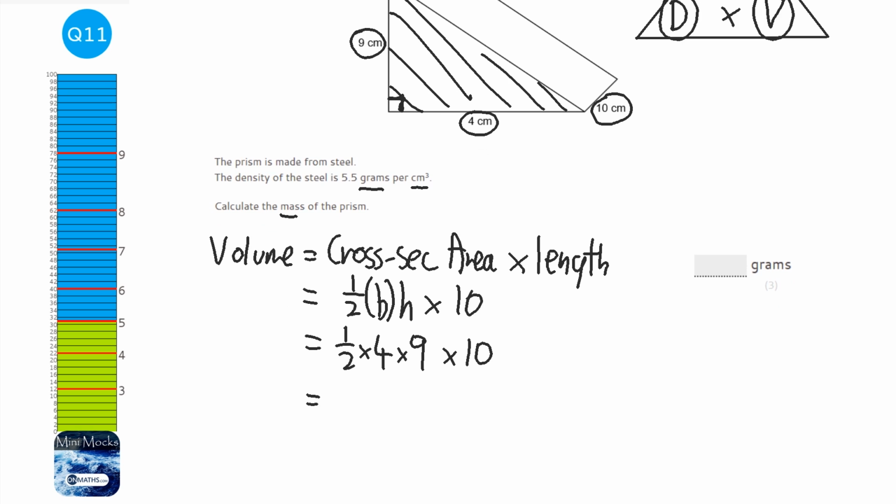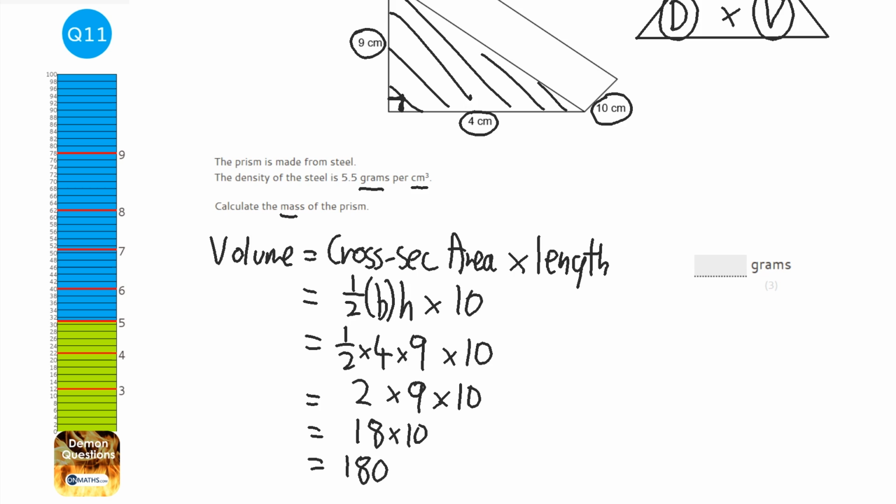Now what I can do here is something quite sneaky. I do half times the 4 to get 2, and that saves me timesing some big numbers together just to halve it. So 2 times 9, which is 18, times 10, which is going to be 180, or you can just type it into the calculator if it's on the calculator paper. Okay, so that is in centimeters cubed, because every unit is in centimeters, and make sure you check that.